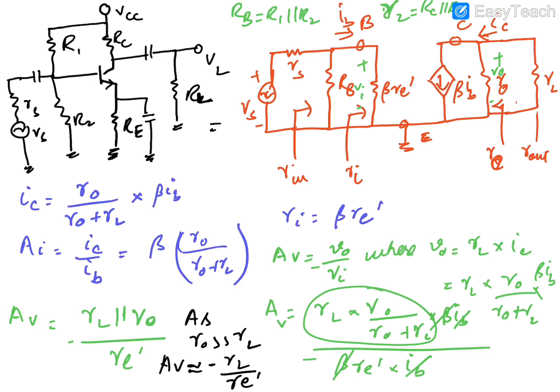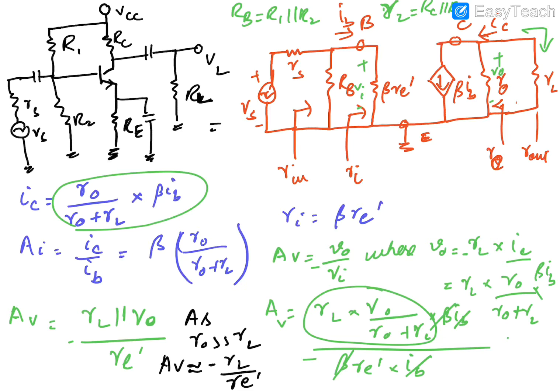As you can see, IC is flowing in this direction, but we are considering the direction of current across RL in this direction. As these are in opposite directions, we will write V naught as minus RL into IC, or RL into minus IC. So IC in this case is equal to this value. So we have put the value of IC here.